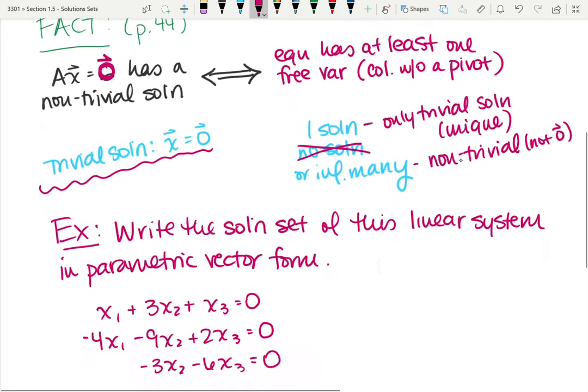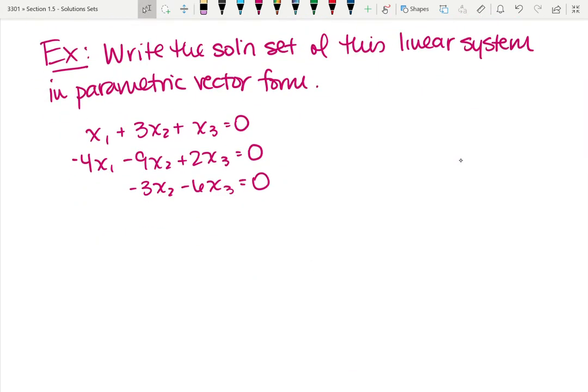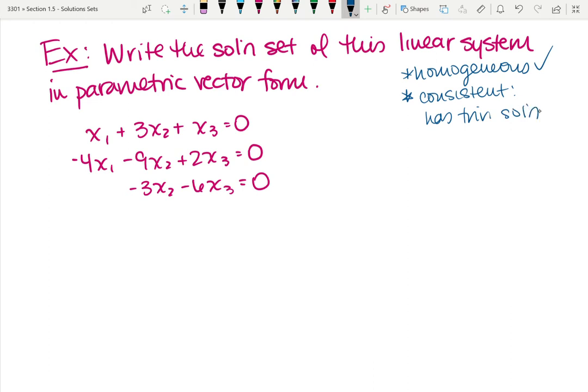Now let's get to this piece. We want to look at the following example. We have a linear system, 3 equations and 3 variables. The zeros are on the right, which tells us it is a homogeneous system. So it has at least one solution, it's consistent, and it has the trivial solution. We're wondering, does it have more? And we want to write that solution in what's called parametric vector form.